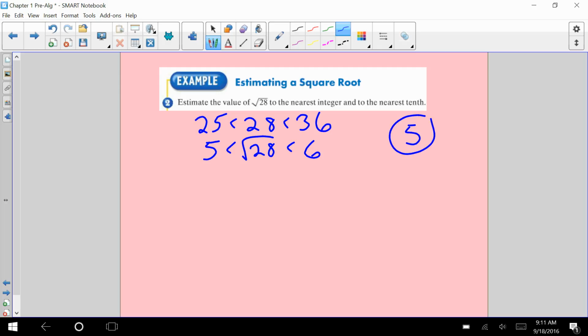Now to the nearest tenth. This is really just going to be guess and check. So let's try 5.1. So I multiply 5.1 times itself, and I do all my work, and I get 26.01. I'm a little low. Let's try 5.2.